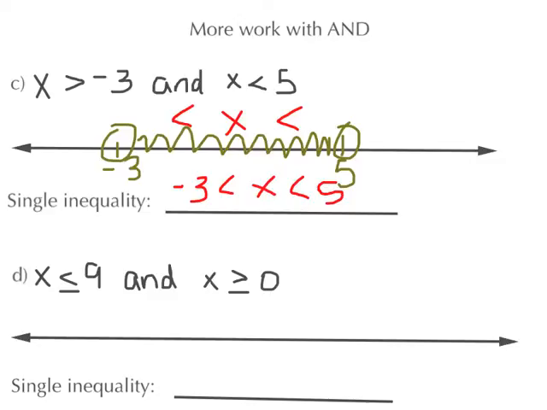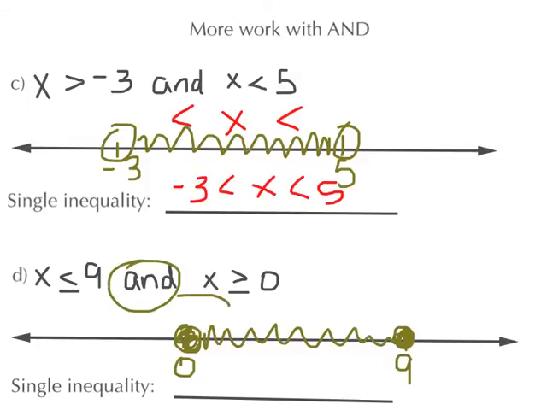Let's do the same thing with D. X is less than or equal to 9, so on 9, I'm going to put a closed dot. And then on 0, I'm going to put a closed dot. I'm going to shade in between. And I know we're definitely shading in between because of the word and. This is what an and statement looks like.